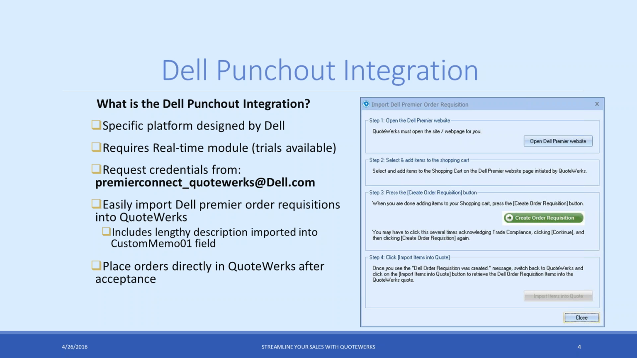Additionally, once you've pulled in that order requisition into QuoteWerks, you would be able to place the order directly through QuoteWerks to Dell. So you'll actually be able to submit your orders from QuoteWerks into Dell as long as you're pulling that order requisition in. It's going to save you a lot of time where you're not having to go back into Dell and then order the items. You can actually do it all directly through QuoteWerks. So pretty cool feature, and we'll make sure to touch on that today as well.